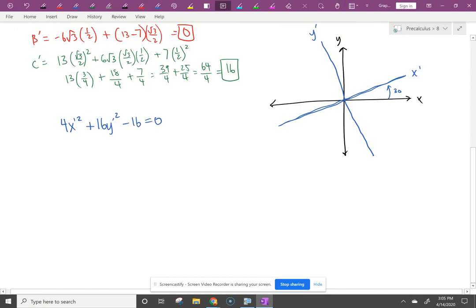Now that one's easy to graph, right? 4x prime squared plus 16y prime squared equals 16. Now remember, ellipses are supposed to be equal to 1. So I'm going to divide everybody by 16 and get x prime squared over 4 plus y prime squared over 1 equals 1. And now I am ready to graph. In the x prime direction, I will go 2 units. In the y prime direction, I will go 1 unit. And there is my ellipse.